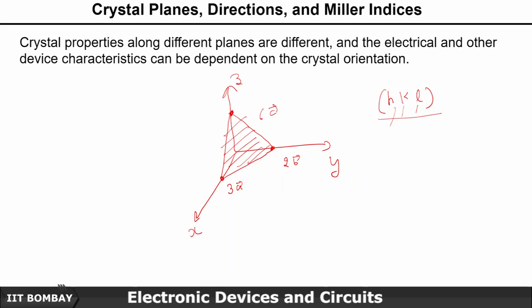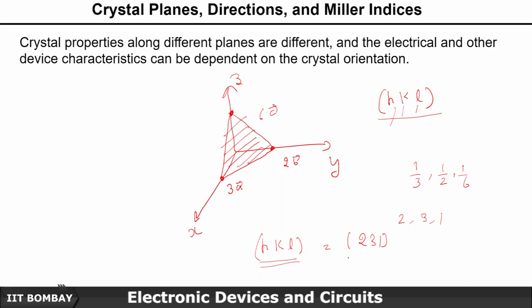Once you know the intercepts, let's say 3, 2, 6 in this case, first you calculate these intercepts on x, y, z axis. Then you write down the reciprocal of them, so something like 1 by 3, 1 by 2, and 1 by 6. Now you multiply them to bring them to the nearest integers. If we want to bring all three together, we can multiply by 6. So we get 2, 3, 1. So the Miller indices hkl for this plane are 2, 3, 1.